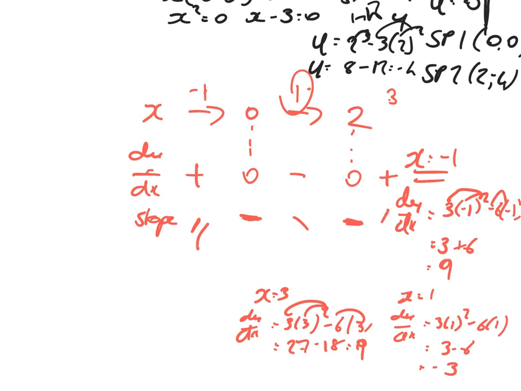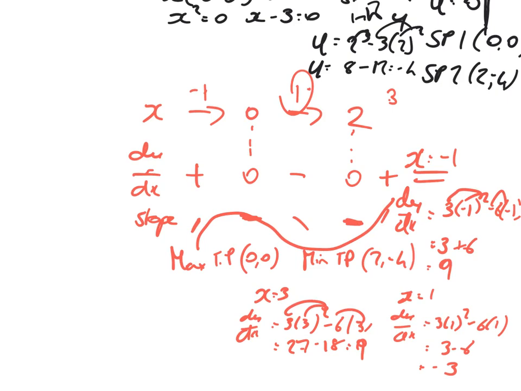And it's going up so that we can see that that is a max followed by a min. So we've got a max turning point at 0, 0, and a min turning point at 2, minus 4. We can now sketch the curve.